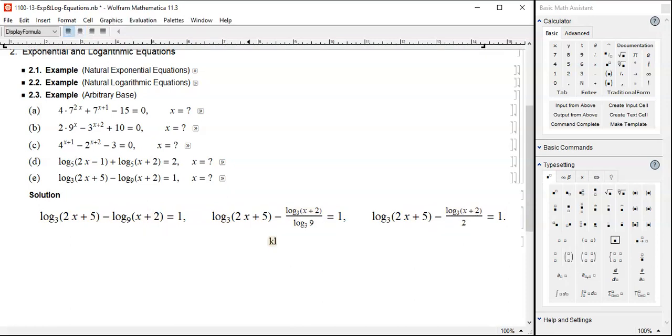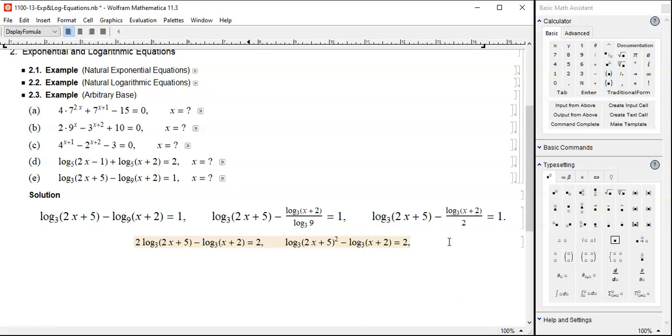Okay. Log base 3, 2x plus 5, multiplying by 2. And then multiplying by 2, we lose that denominator there. x plus 2 equals 2 by removing the denominators. Okay, remove the coefficient. And then finally we have log minus log.